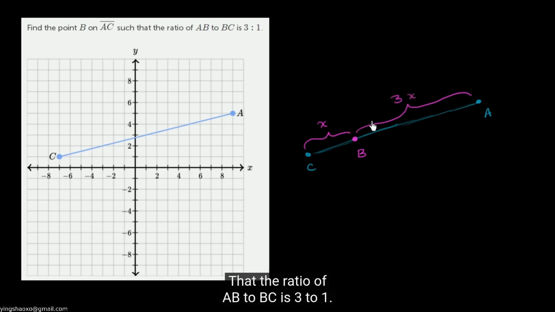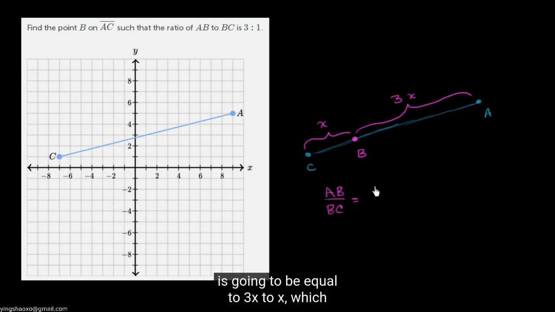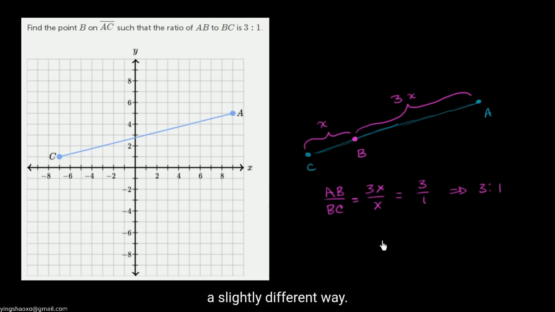That the ratio of AB to BC is 3 to 1. So that would be the ratio. Let me write this down. It would be AB to BC is going to be equal to 3x to x, which is the same thing as 3 to 1. So how can we think about it?